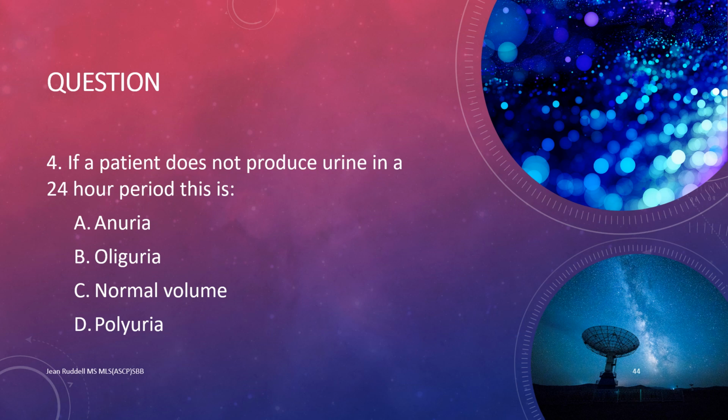Question 4. If a patient does not produce urine in a 24-hour period, this is called A, anuria, B, oliguria, C, normal volume, D, polyuria? The answer is A, anuria. The patient did not produce any urine in 24 hours.